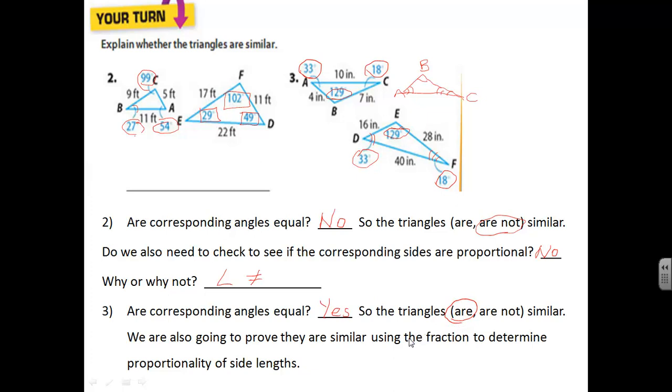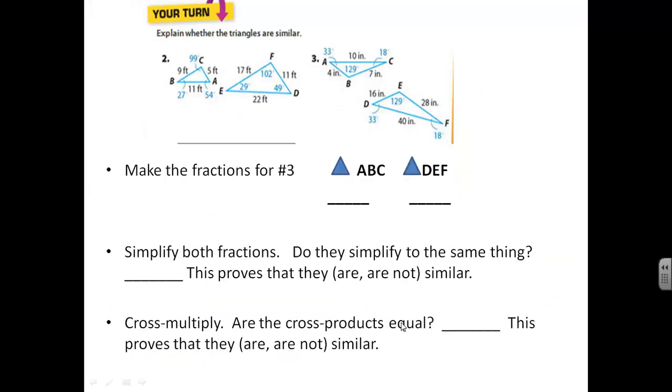And we're also going to prove they're similar using the fraction to determine proportionality of side lengths. We're just working on number 3 here because it's the one that's similar. So we're not working with these right now. So right now put me on pause and make the fraction for short over long for both triangle ABC and triangle DEF. Put it on pause right now and do that.